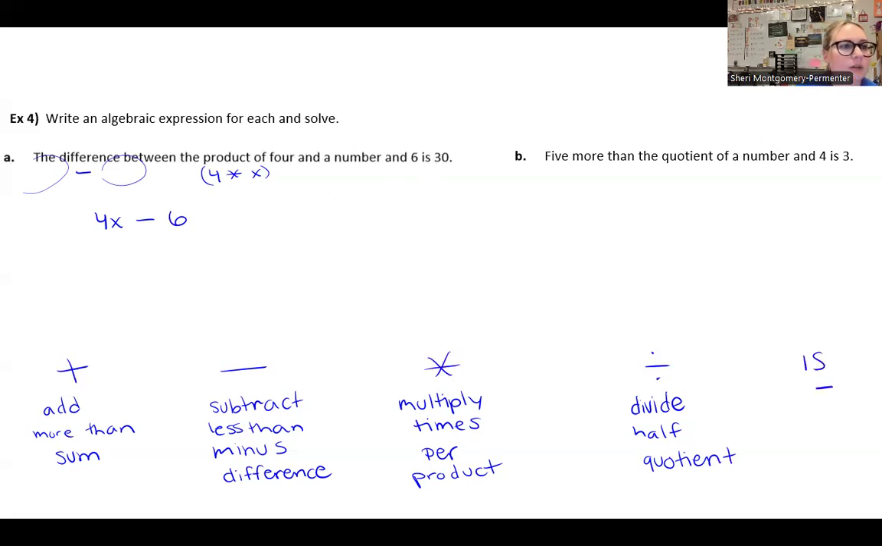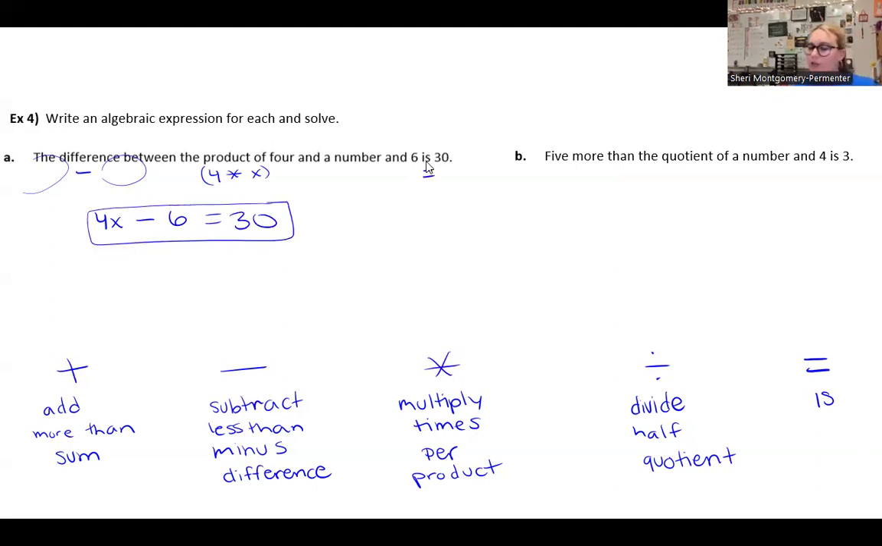anytime you see the word is, you can add this to your list. Whenever you see is, that's where we'll put the equal sign. It's almost always is. So the difference of 4 times a number and 6 is 30. And we're just getting practice writing it out.